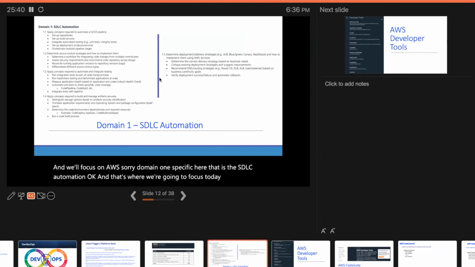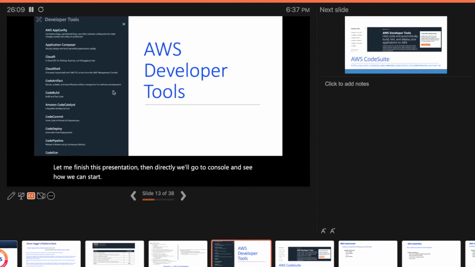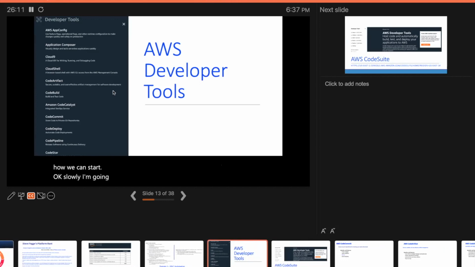And here, I just copied it from the AWS website. Although if you go to the exam website, what they're covering in the SDLC automation, I just copied it from there. You'll find it. We'll see it once I go to my console. Let me finish this presentation, then we'll go directly to the console and see how we can start. Slowly, I'm going to AWS specific tools.